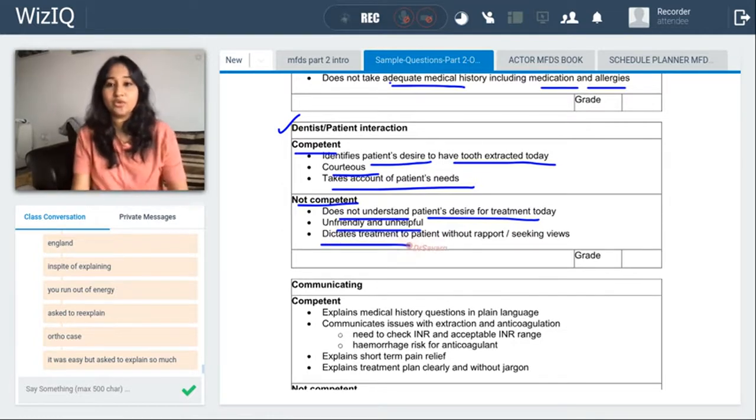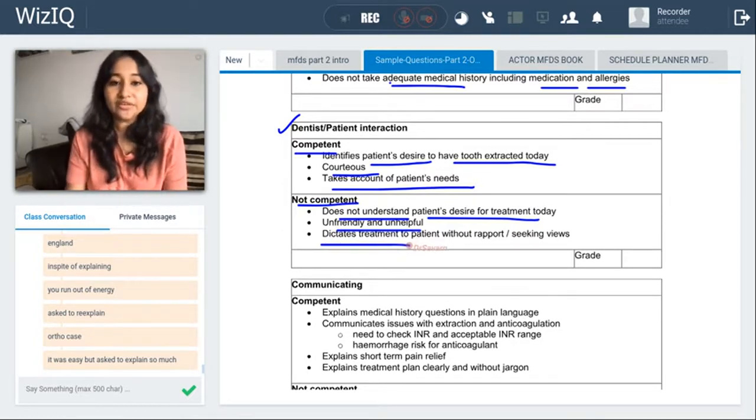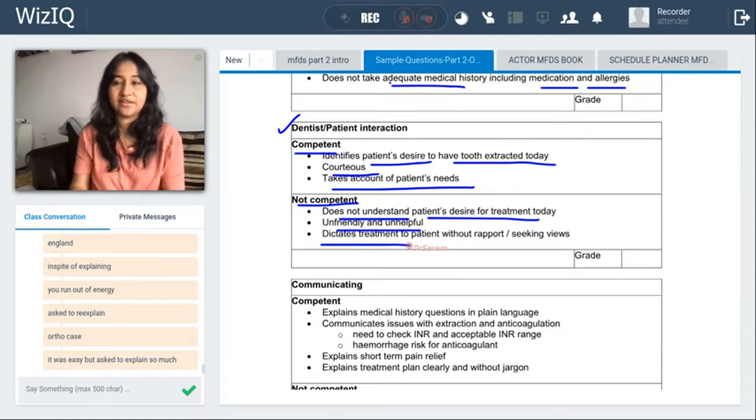dictates treatment. So here in the UK, you really cannot dictate, okay? You know that, because you're a dentist, you understand that there is a right treatment, there is a wrong treatment. But you still cannot dictate treatment. You have to give them all the options that you have.